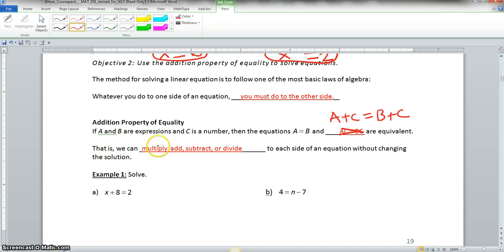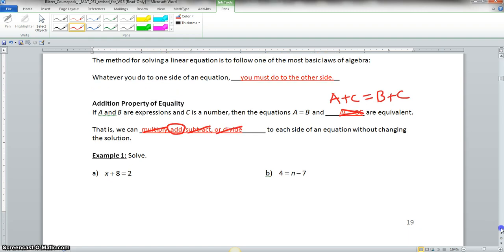We can also multiply, subtract, or divide, but we're really looking for addition. That is, we can add to each side of an equation without changing the solution. Because remember, we're dealing with the addition property of equality.